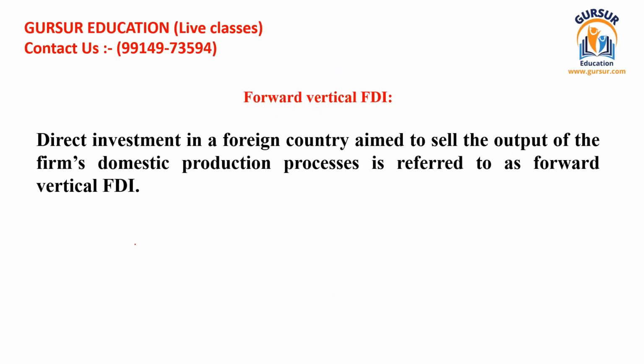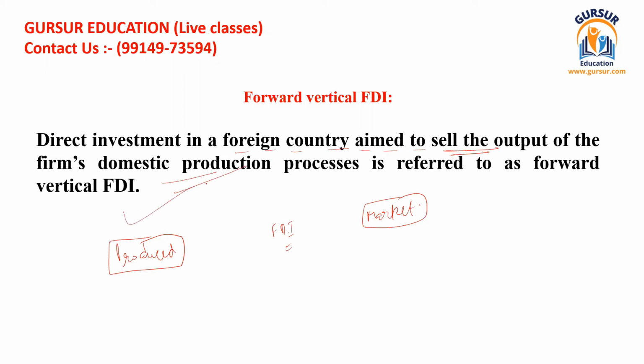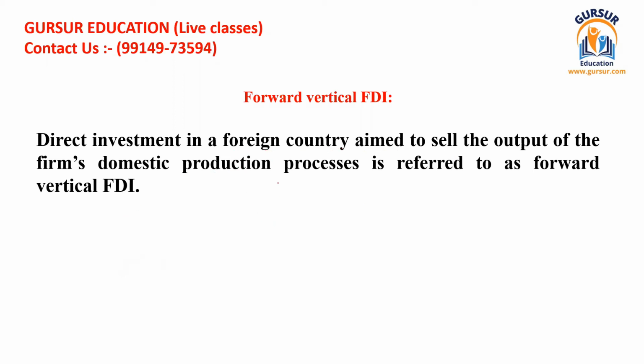So the forward vertical FDI, what does it do? I have already given you an example. You have already produced something and you have already sold in your home market. Now you wish to sell it to the foreign market. Then you make the foreign direct investment in some other countries, so that you can grab the demand of the market, and you can sell your output there as well. So direct investment in a foreign country aimed to sell the output of a firm's domestic production is known as forward vertical foreign direct investment.